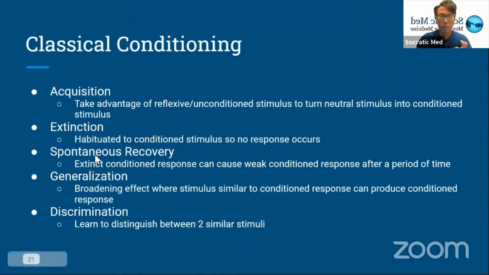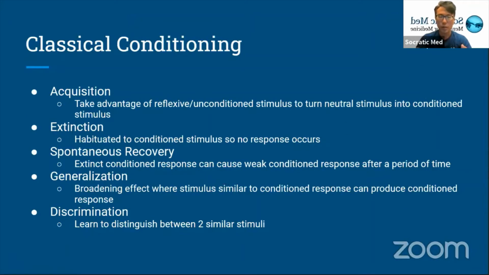But something called spontaneous recovery can occur when the extinct conditioned stimulus, the one that was habituated and caused no response, causes a weak conditioned response after a period of time. So when you leave the learned response for a while, and then re-expose them to the conditioned stimulus, it leads to a weak conditioned response, even after extinction and habituation.